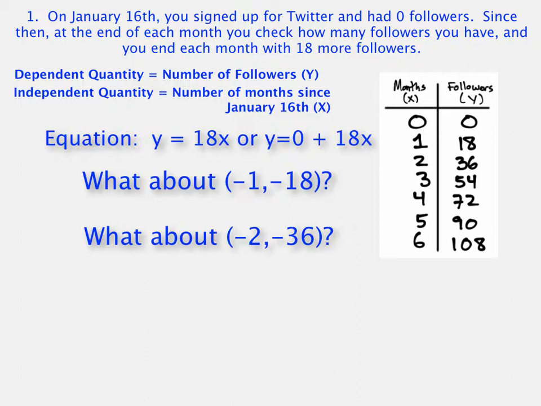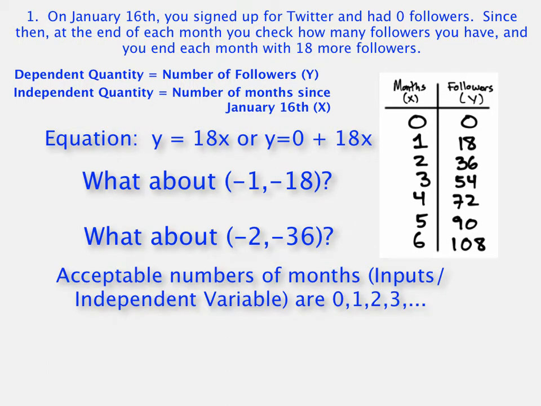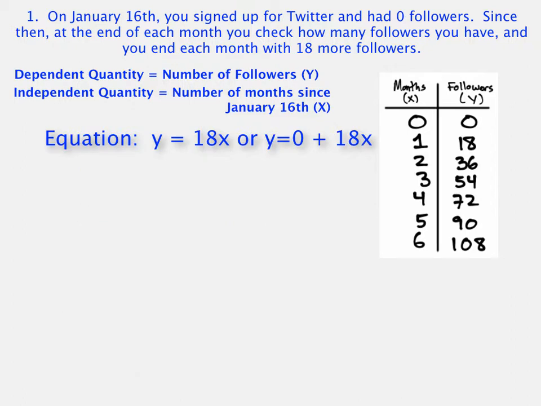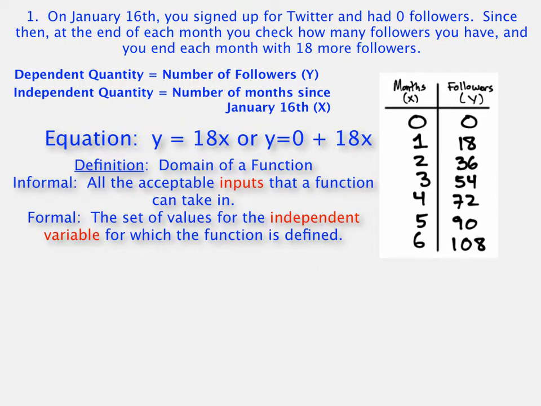To me, it seems that the only acceptable numbers of months you can have are 0, 1, 2, 3, 4, etc., and the only possible numbers of Twitter followers you can have at the end of the month are multiples of 18 that aren't negative. And this brings us to a very important definition about what are acceptable inputs and outputs for functions. Our first definition is the domain of a function. And here's the informal definition. The domain of a function is just all the acceptable inputs that that function can take in.